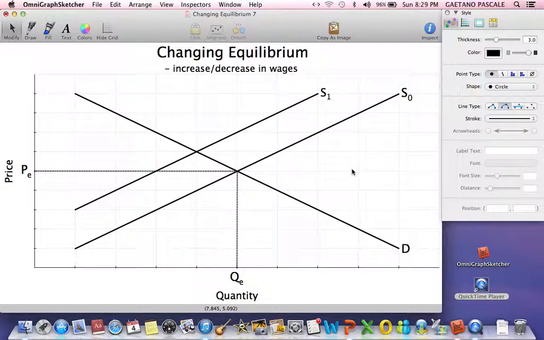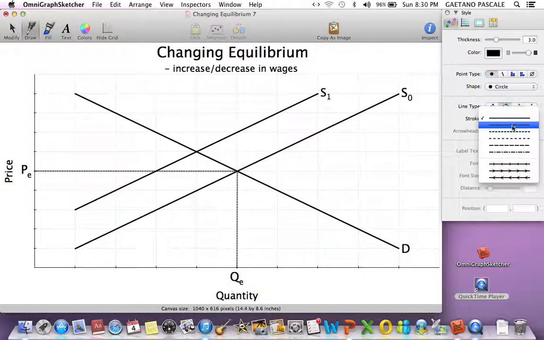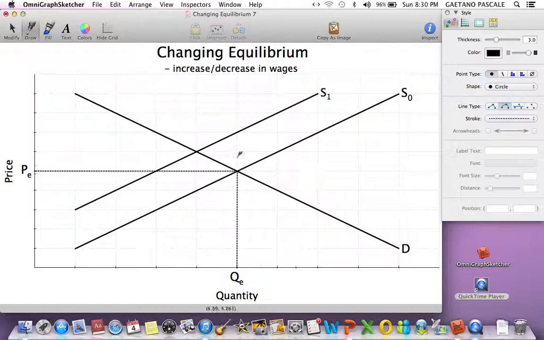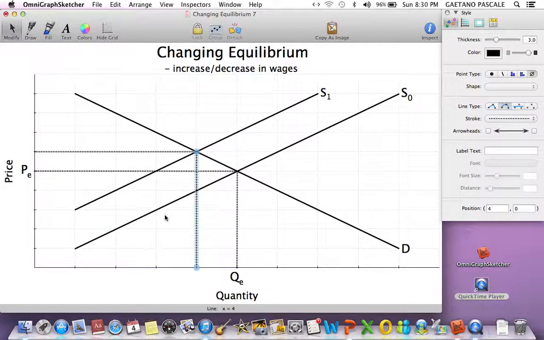So when there's an increase in wages, the supply curve will shift from here to here. And the new equilibrium will be where the new supply curve intersects the original demand curve. So this is the point right here. If we go from this point where the new supply curve intersects the original demand curve straight across, that gives us the new equilibrium price. And if I go from the equilibrium point straight down, that will give me the new equilibrium quantity.